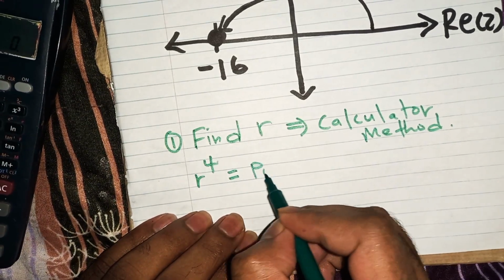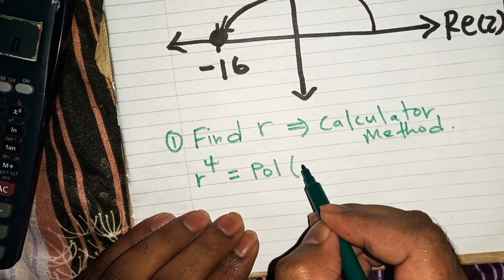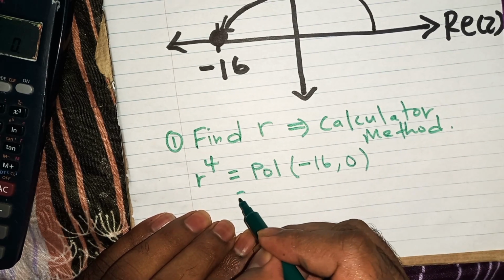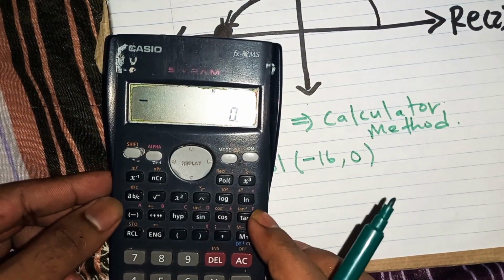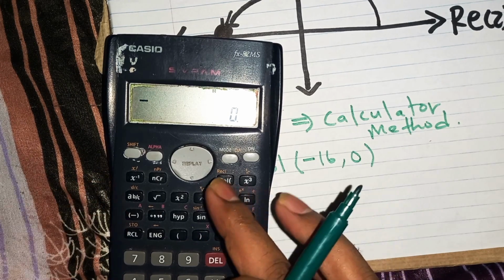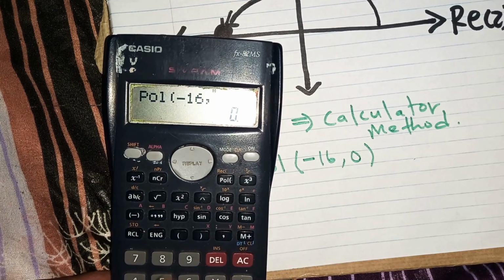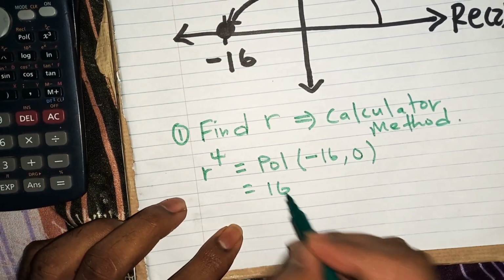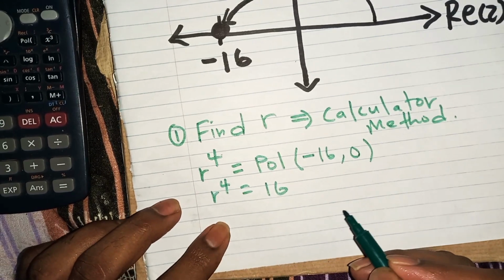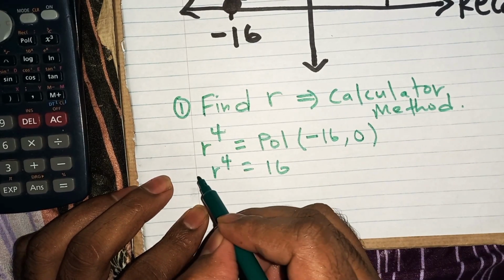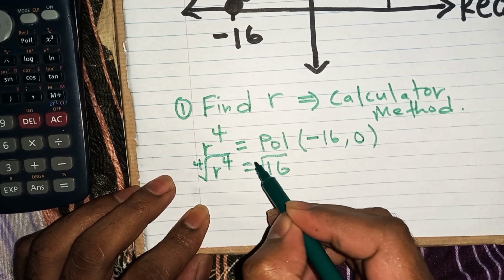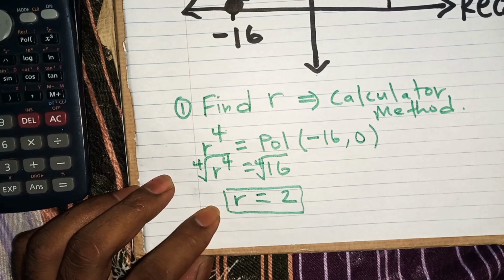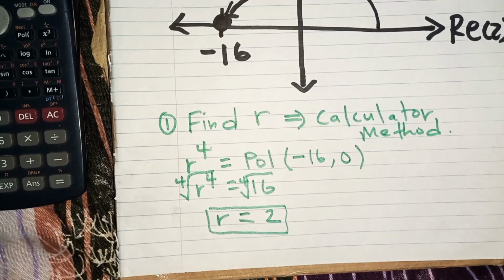So r power 4 will be, using the calculator method, POL open bracket minus 16 comma 0. This is the real, this is the imaginary. When we do that, we get our answer as 16. Now this is r power 4. Remember, our goal is to get r, not r power 4. So we have to take the 4th root of this. When we take the 4th root, our value of r comes to 2. The 4th root of 16 is 2. Now to find the argument.